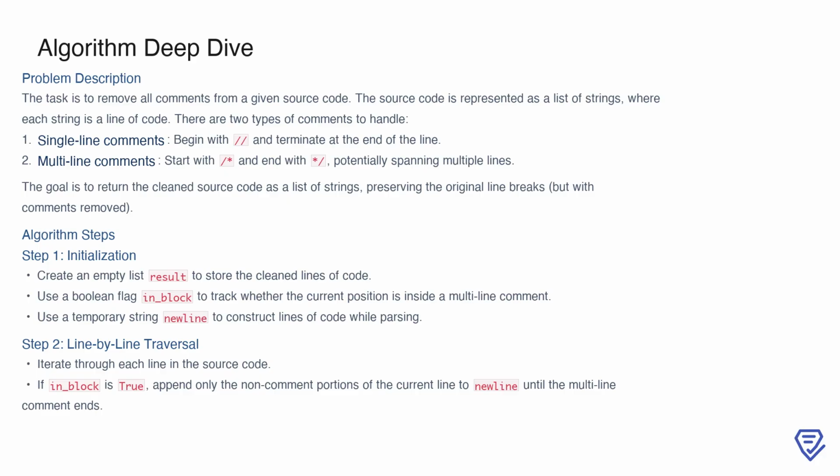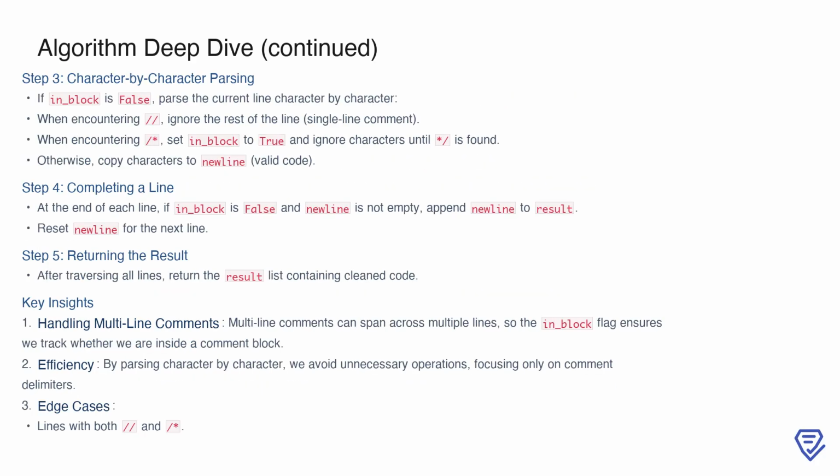This sets the foundation for the next steps of the algorithm. Now, when processing lines where in_block is false, the algorithm switches to a character-by-character parsing approach. This allows us to carefully inspect every part of the line to identify and handle comment delimiters.